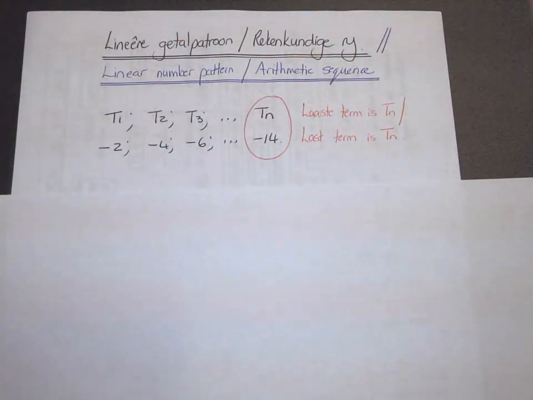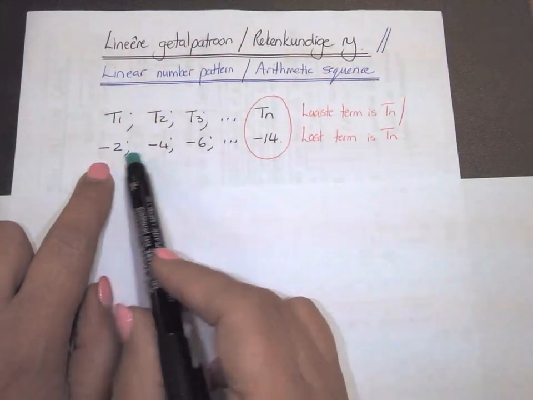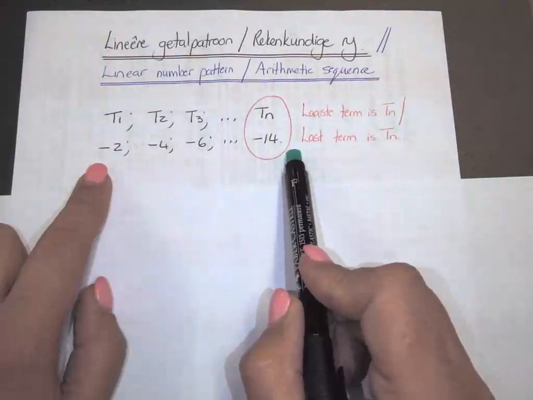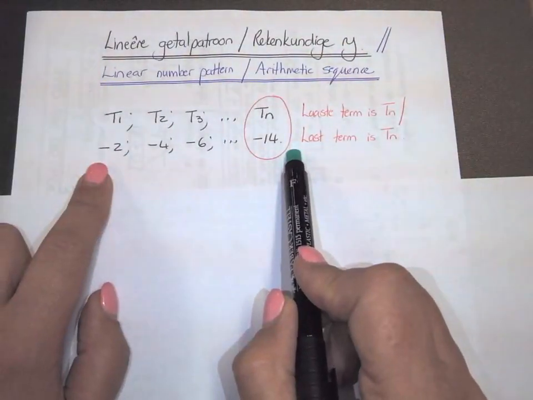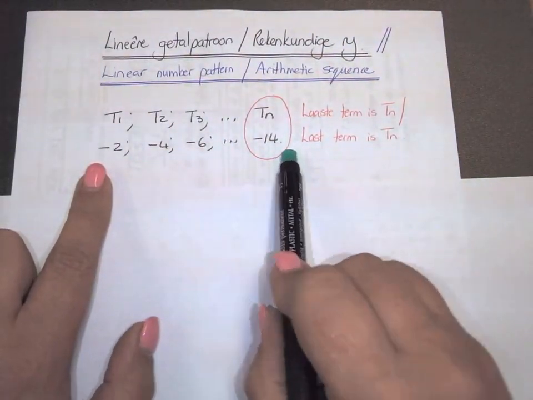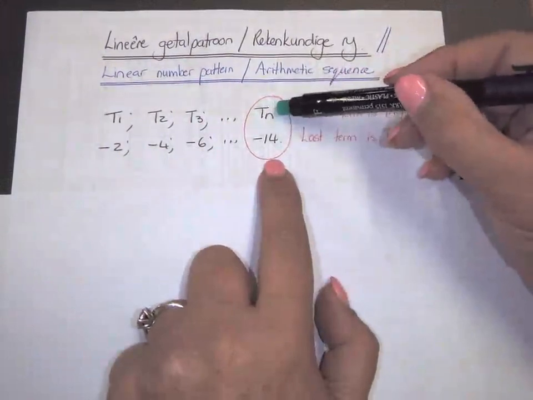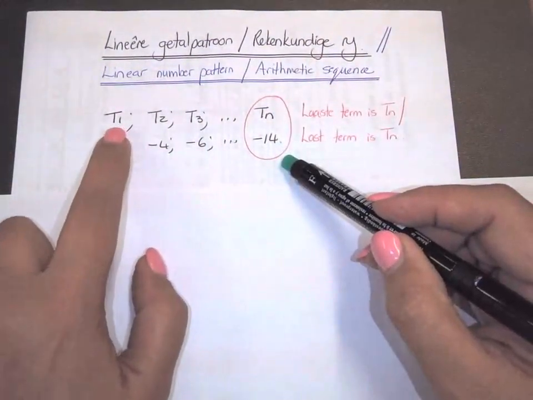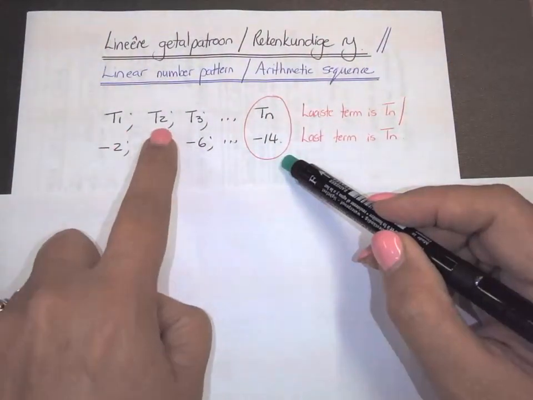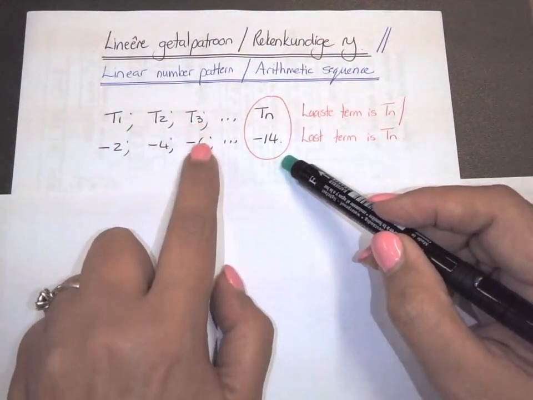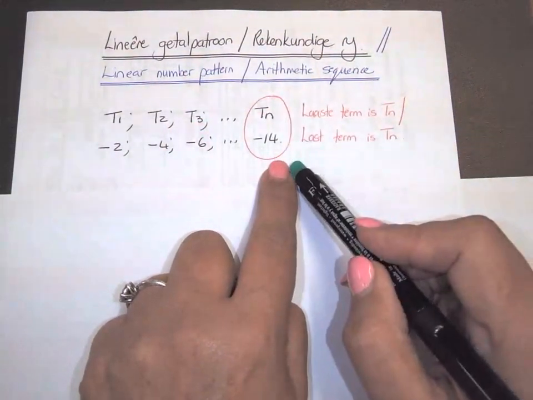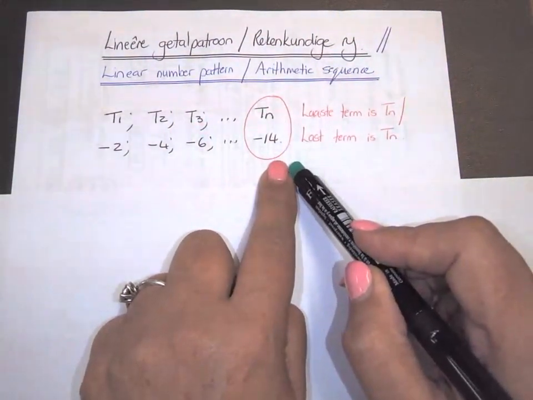In this example, I give you the first three terms and the last term. If I do that, it means that Tn is the last term. So T1 is the first one, T2 second, T3 third, and Tn is negative 14. It has a value.